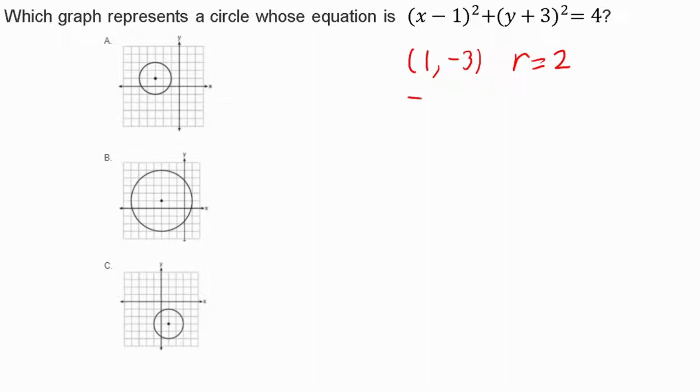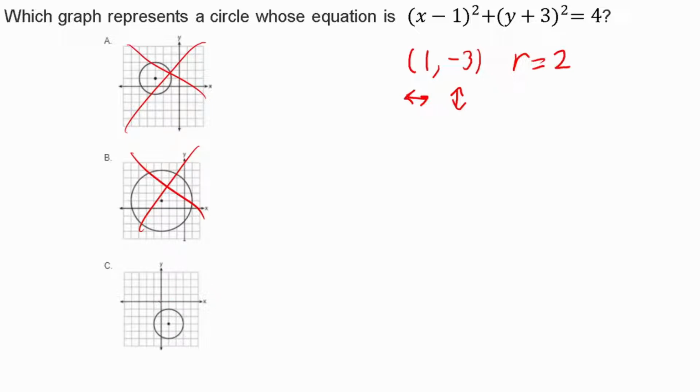Remember, x is your left to right. Y is your up and down. So just be careful. So this is not our right answer. Next up, this again is at -3, +1. So we know that's not right. But also, look at the size of this circle. This is more than 2 units. That's also wrong, which leaves us with one more answer.